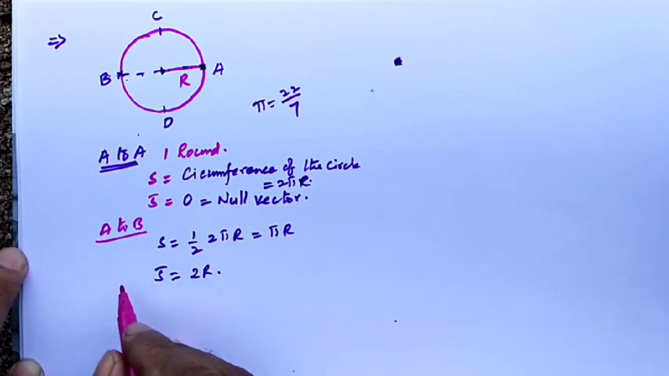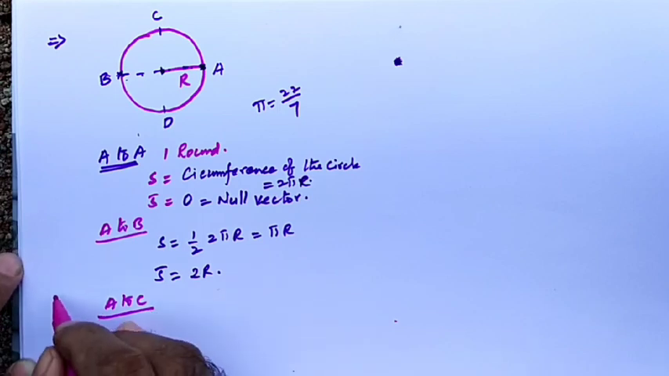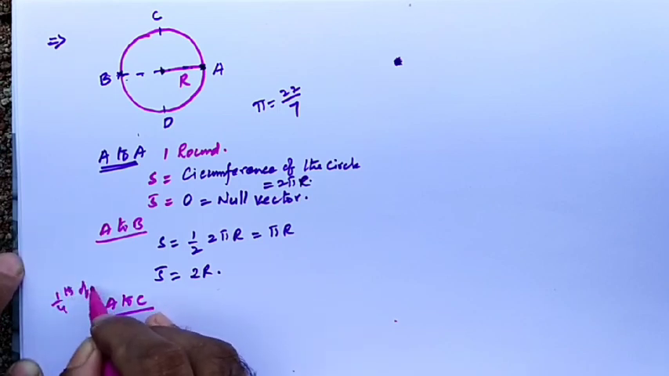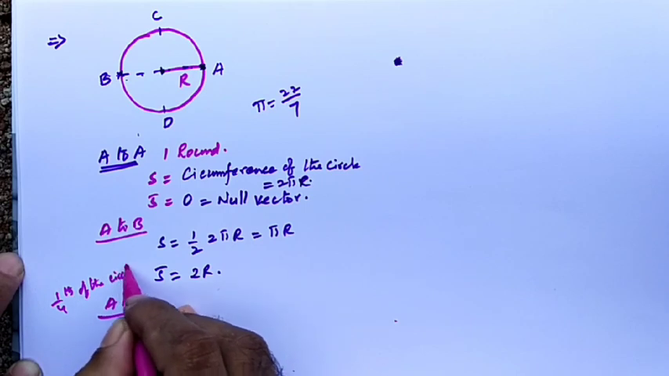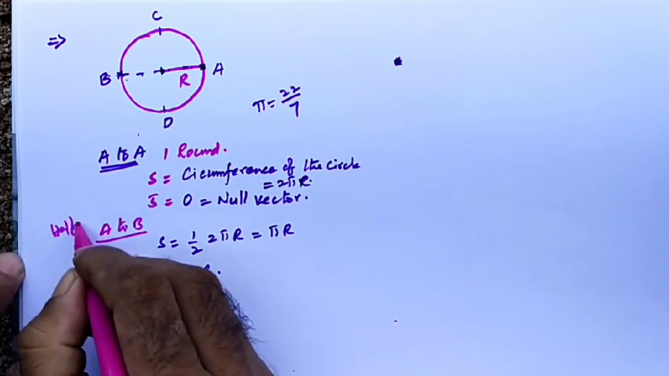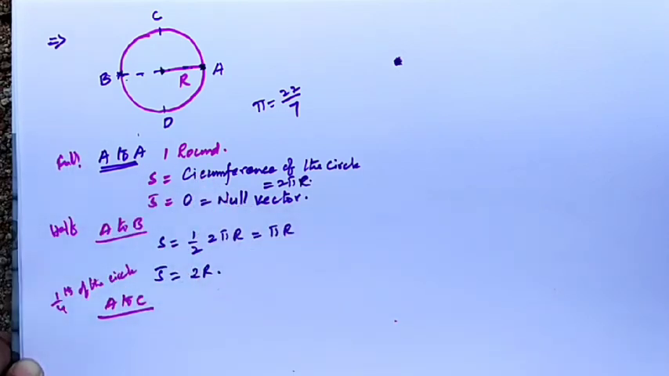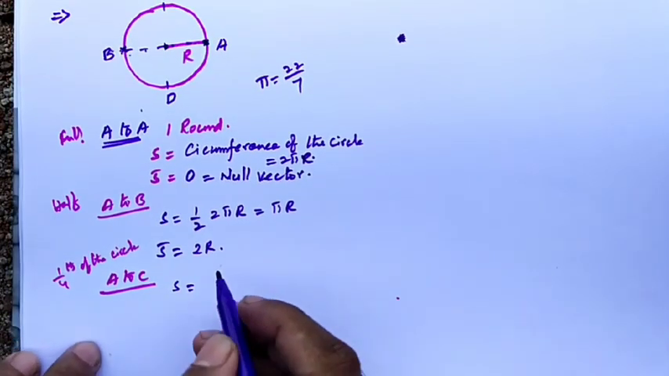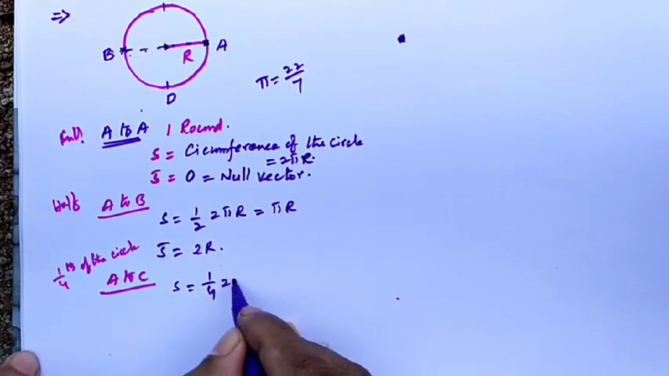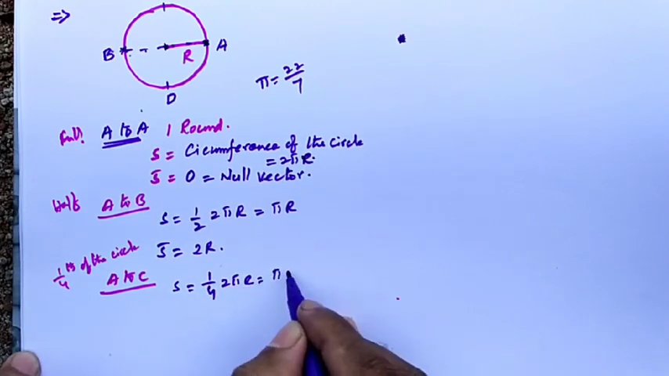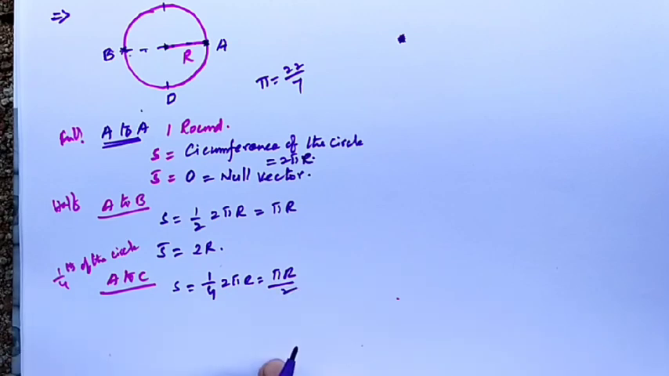Now the third case is it moves from A to C, meaning 1/4 of the circle. This is half, and this is full, one round. Now in this case, what will be the distance and displacement? As it moved 1/4 of the circle, the distance is 1/4 of the circumference, that is pi r by 2. Clear?